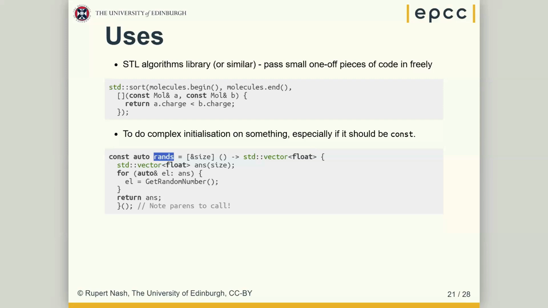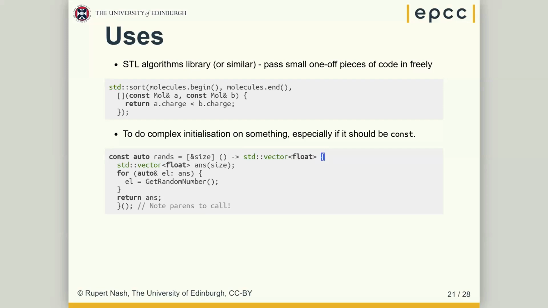So the point here is that I'm initializing this value of rands. This is going to take a capture of some size. It's going to have no arguments, and it's going to return a vector of floats. So that means auto is going to resolve the return type. So there's going to be a constant standard vector of floats. That's great. That's going to be a constant vector of random numbers I might need that I never want to change during the run of this particular code.